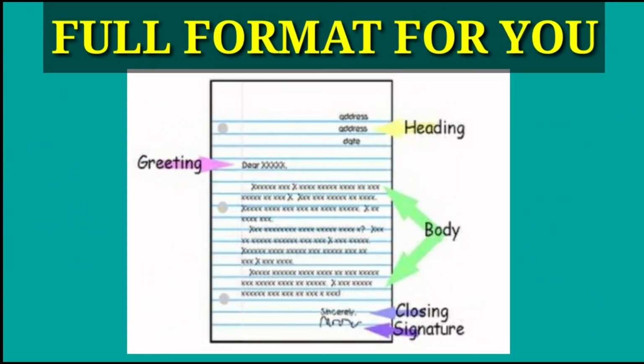Now presenting the full format of a personal letter for you. Number first, heading. This part should be written on the right hand side at the top of the page. This part includes the full address of the sender plus the date. Next important part is the greeting, which is also called the salutation. This part should be written on the left hand side just below the heading.